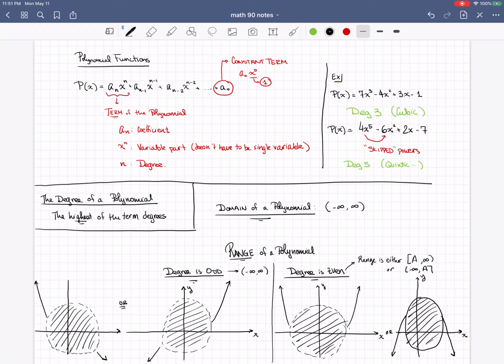Meaning that if you have an even degree, you're either going to have a global minimum and then go up from there, and that'll be your range, or you'll have a global maximum and go down from that. However, finding the location of the global max or the global min is not something that we can do without a knowledge of calculus. So we are going to leave it here. This is all we can say about the range of a polynomial based on its degree.